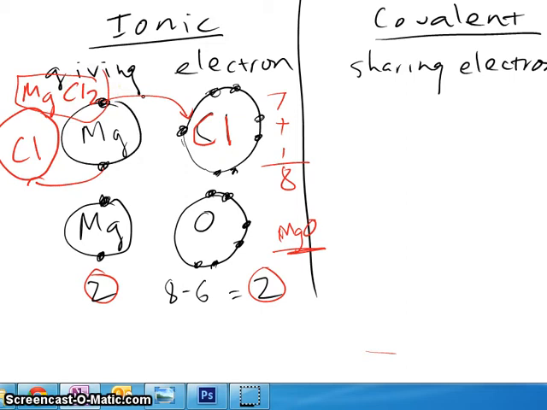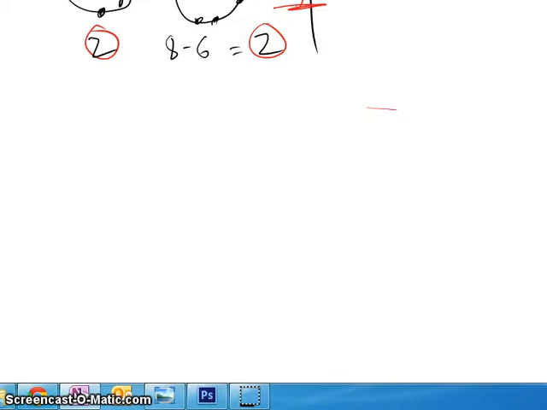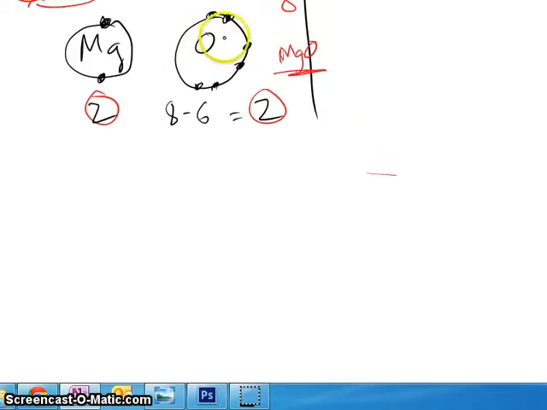Sorry, it gets a little messy. How about a different scenario? We have oxygen. Oxygen has 6 outer electrons. 1, 2, 3, 4, 5, 6.